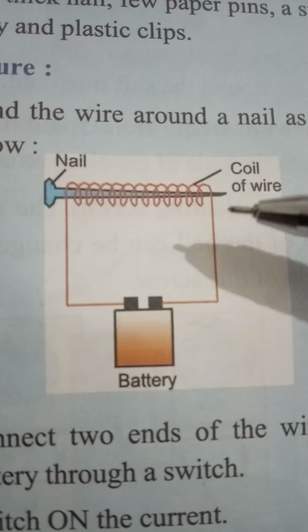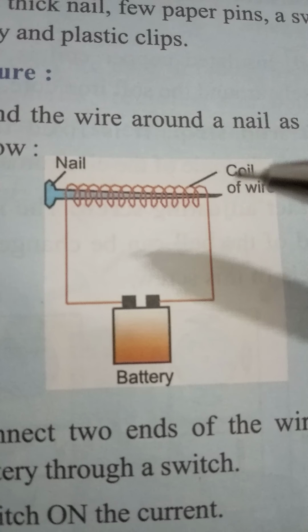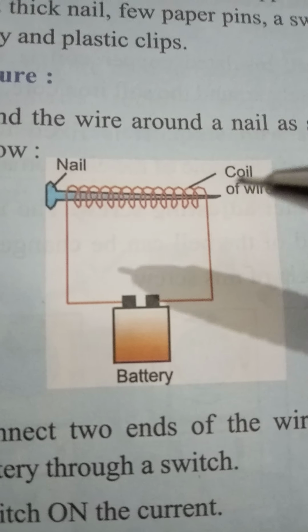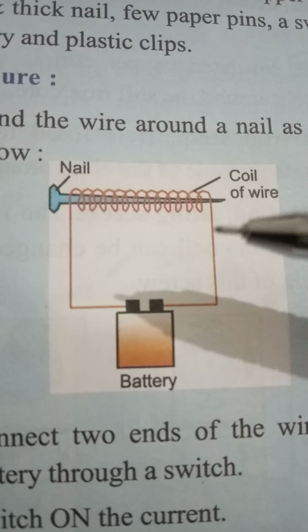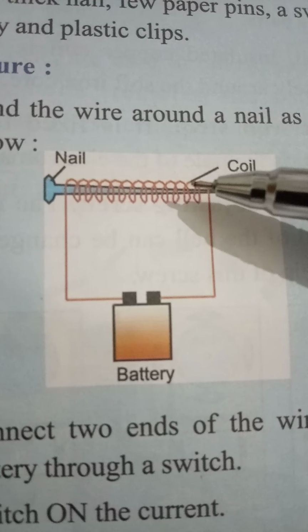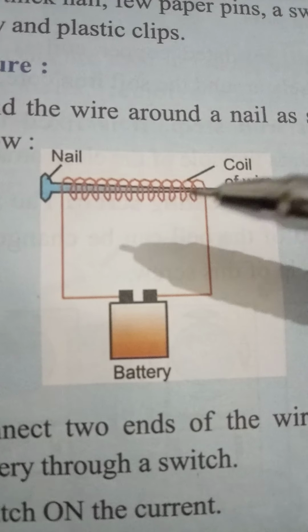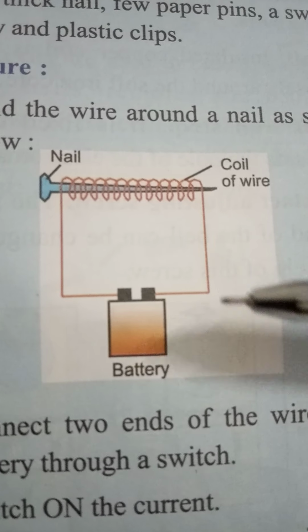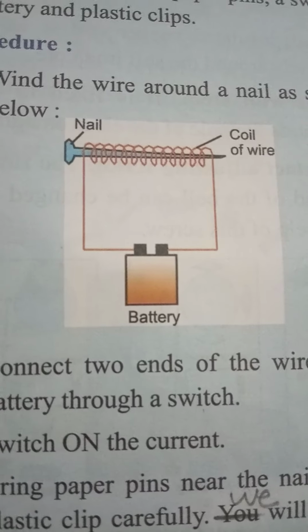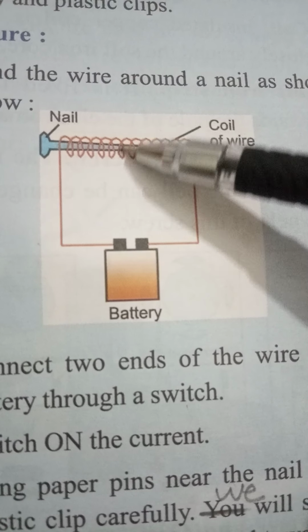See in this diagram. With the help of this diagram, we understand how to form an electromagnet. So what material is required here? Insulated copper wire, a big and thick nail, you can see clearly, few paper pins, a switch, a battery and plastic clips. So in step number 1, wind the wire around the nail as shown in the figure.